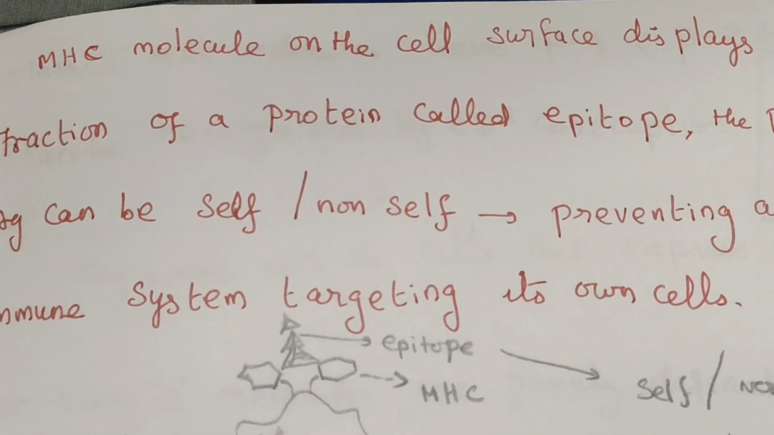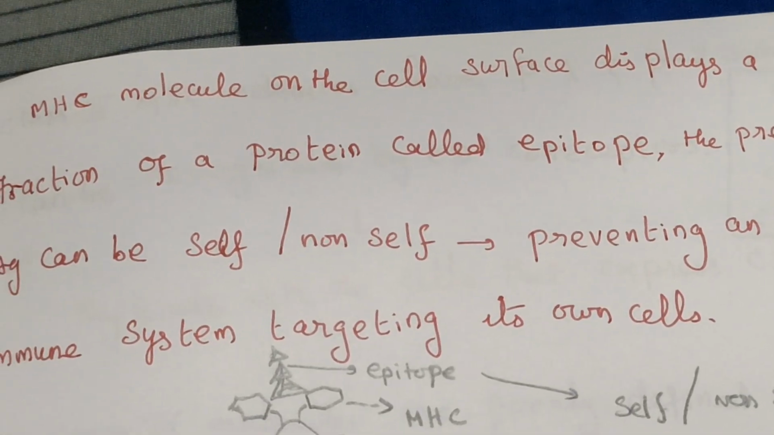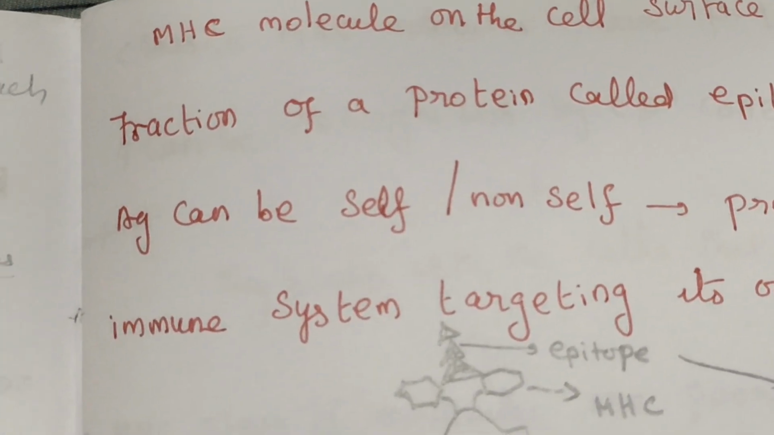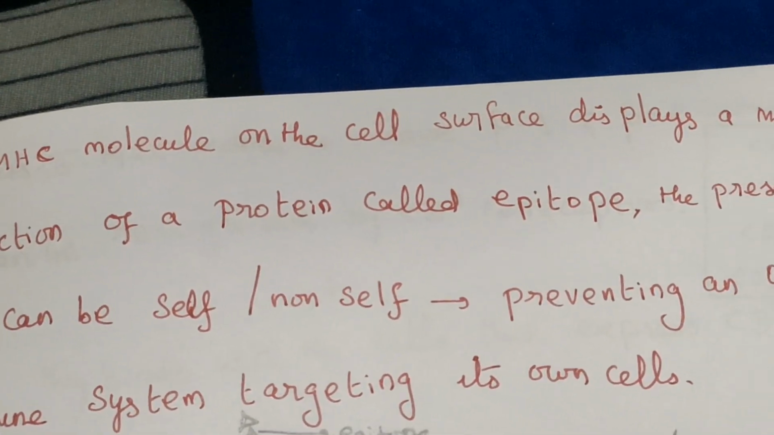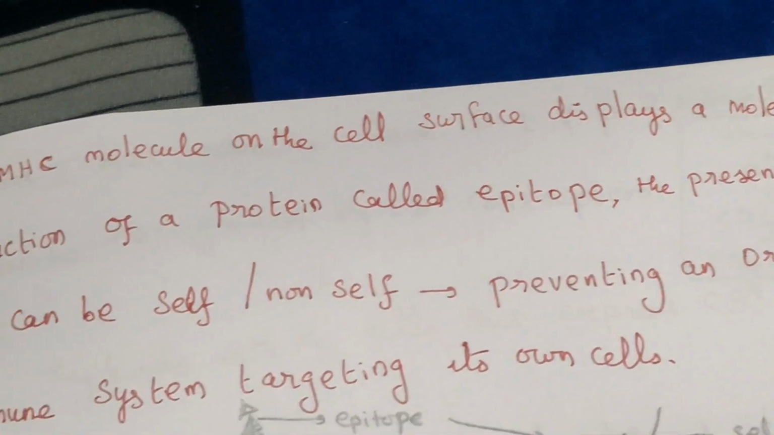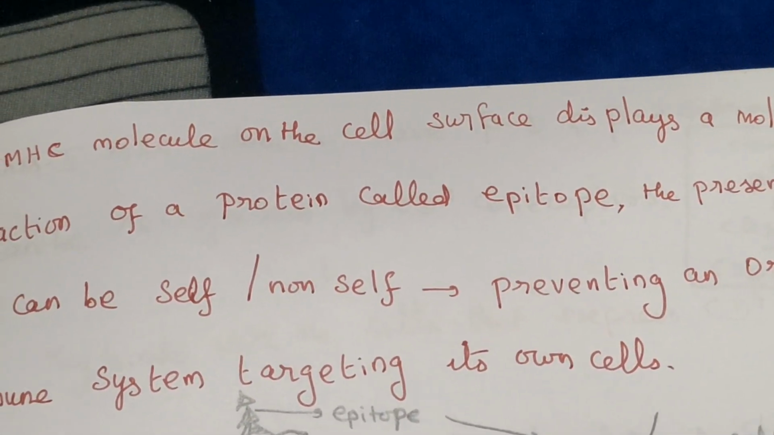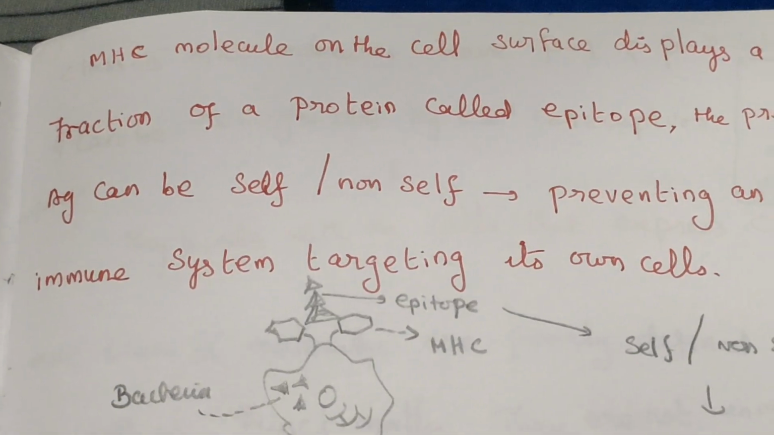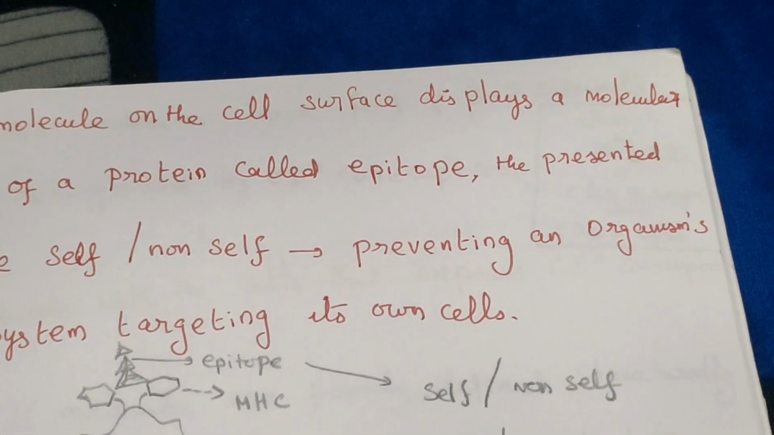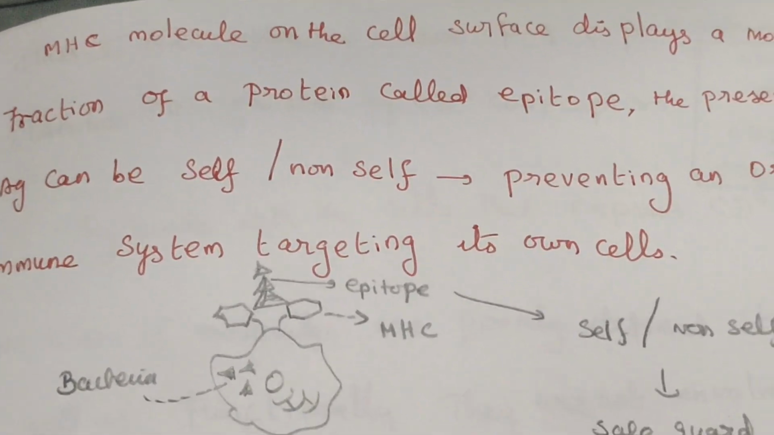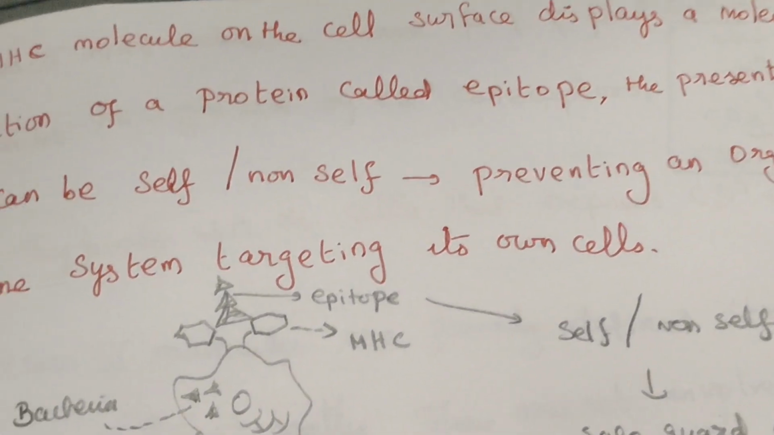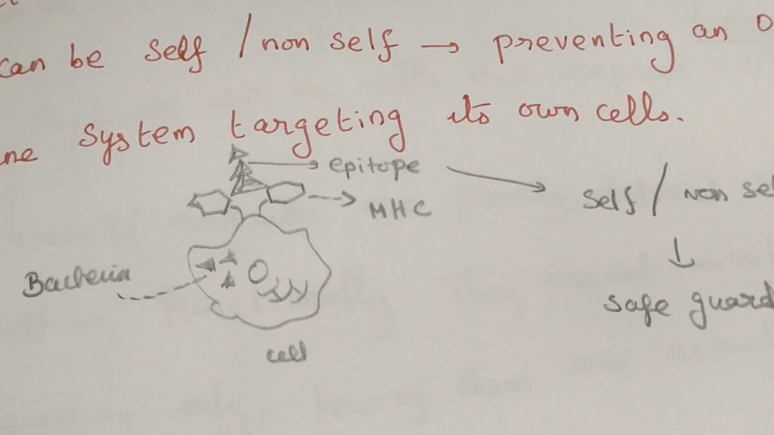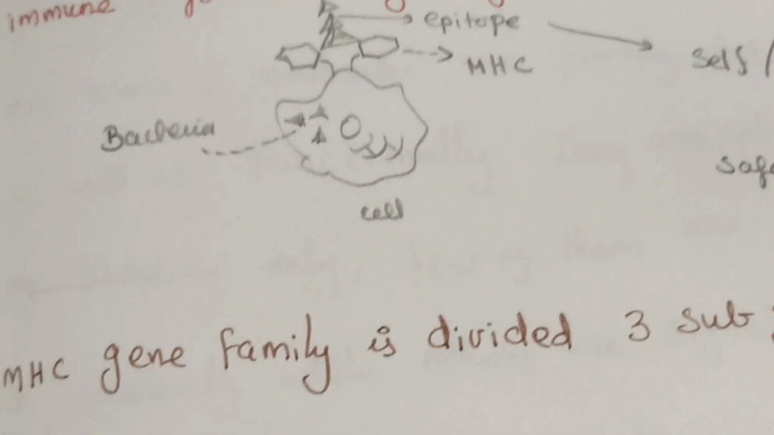Each MHC molecule on the cell surface displays a molecular fraction of a protein called an epitope. The presented antigen can be self or non-self, preventing an organism's immune system from targeting its own cells.